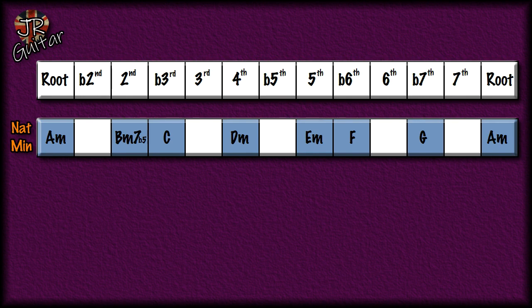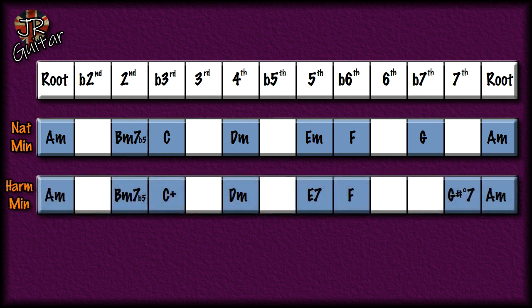So now let's take a look at what impact changing that G to a G sharp has had when we went from a natural minor scale to a harmonic minor scale, I beg your pardon. And let's see what chords that gives us, and there they are. You can see A minor, B minor 7 flat 5, C augmented, D minor, E7, F, G sharp diminished 7th, and an A minor again.